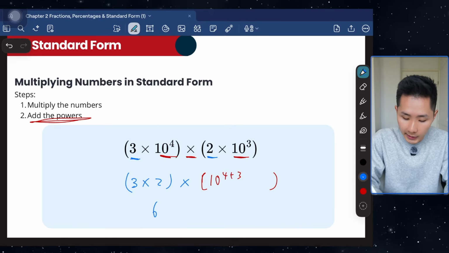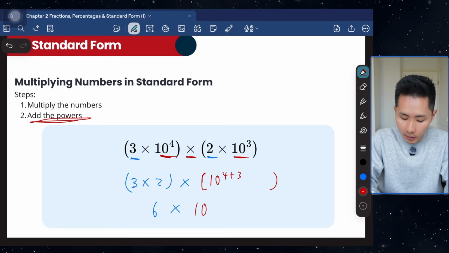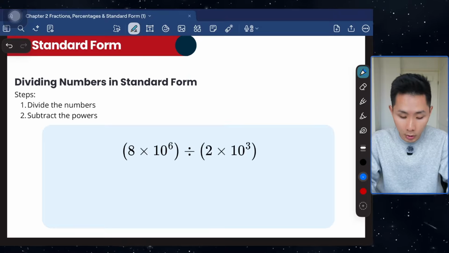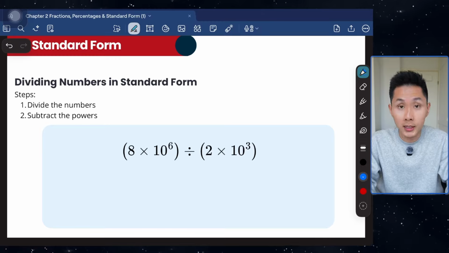So the final answer will be 6 times 10 to the power 7. So a more beautiful version would be like that. So the situation is the same when you are doing division in standard form.